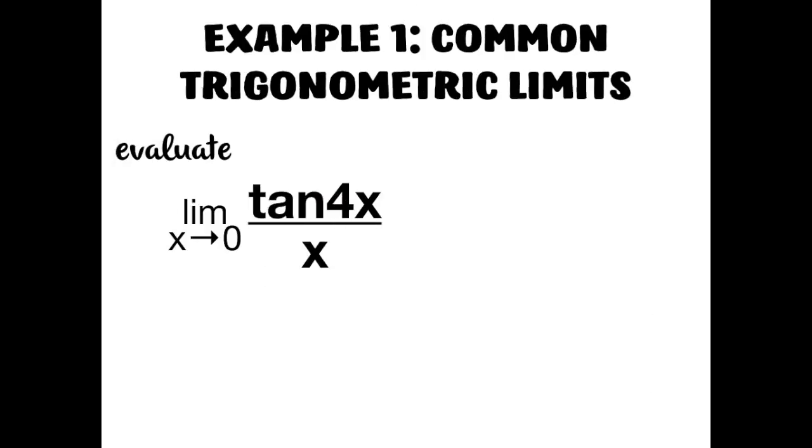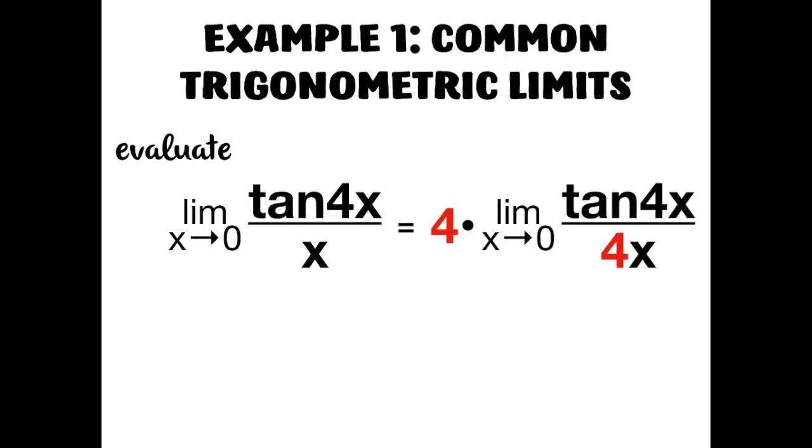In this example, we are to evaluate the limit of tangent 4x over x as x approaches 0. The first step we would take is to multiply 4 to the limit while also dividing by 4 in the fraction. This allows us to manipulate the limit in order to evaluate it correctly.